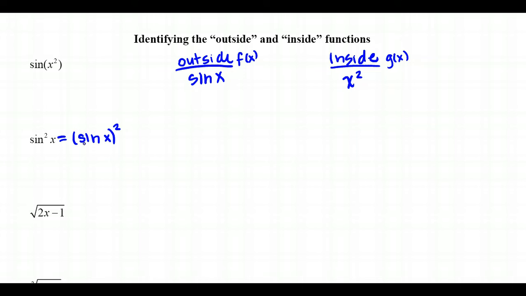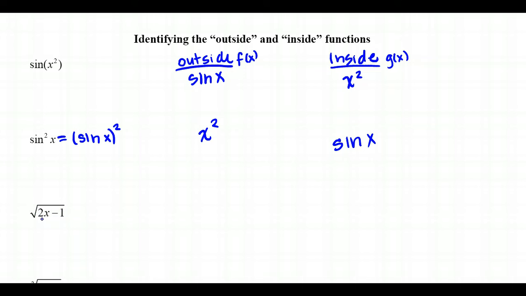So sine x is being raised to the second power. So my inside function is sine x, and sine x is being plugged into x squared. So it's like I'm substituting this inside column into the x of the outside column. So now let's take a look at the next one.